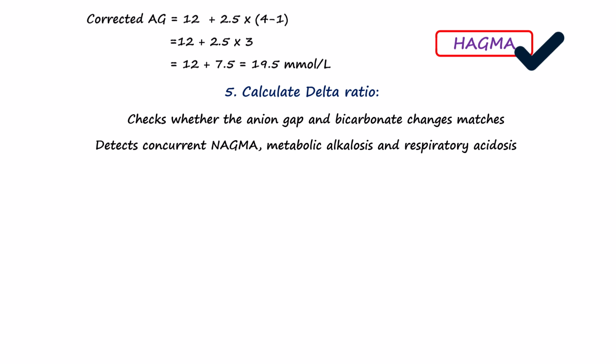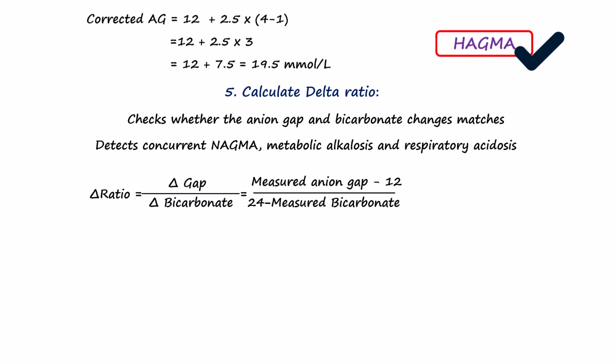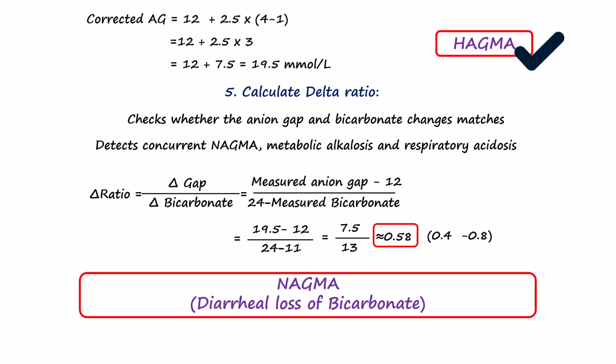We have gone through the physiology of anion gap and delta ratio in our previous video. The delta ratio is calculated with this formula. We get 0.58 and this falls between 0.4 to 0.8, implying the presence of concurrent normal anion gap metabolic acidosis or NAGMA. In our case, it can be due to diarrheal episodes causing additional loss of bicarbonate.